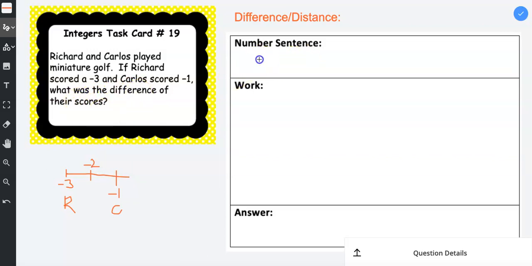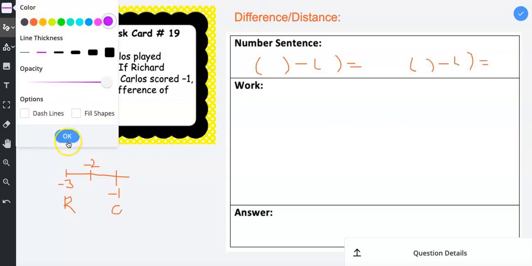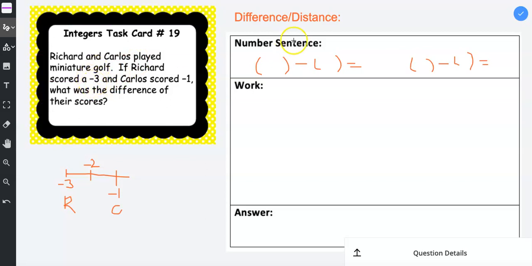When we write our number sentence, I want us to use parentheses like we did on the last one. And I'm going to write this two different ways. You can either put Richard's score first, the -3, minus, and then you could put Carlos's next. Or you can start with Carlos's score, -1, and put Richard's -3 second. I'm going to rewrite these two below, -3 minus a -1, and the other way to write it is -1 minus a -3, just ordering the numbers differently.